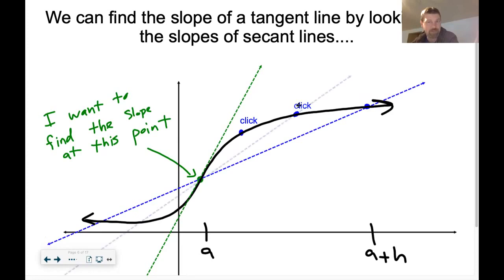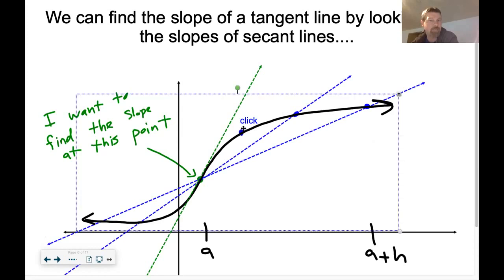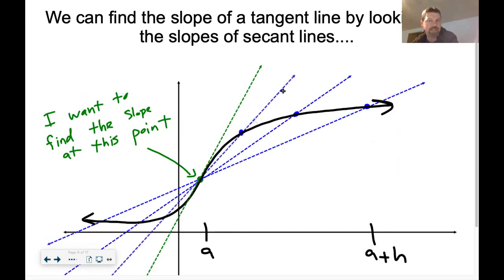If I pick a closer point, hey, that's a closer slope. That secant line has a closer slope to the green line. If I pick an even closer point, that secant line has an even closer slope to that tangent line.